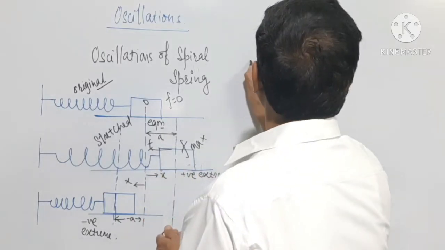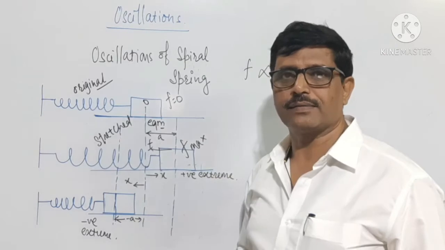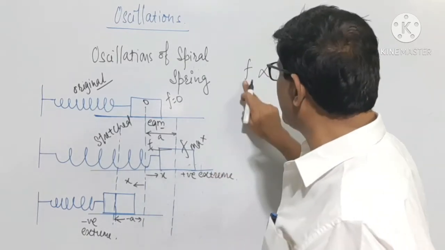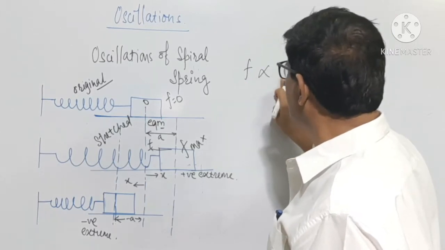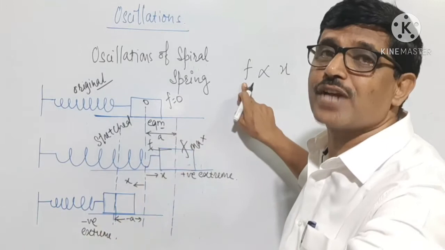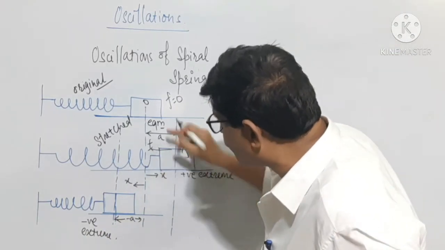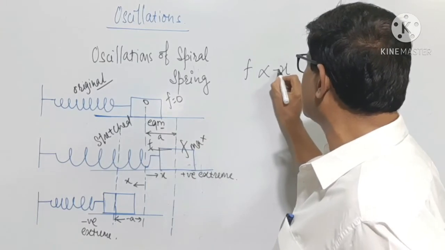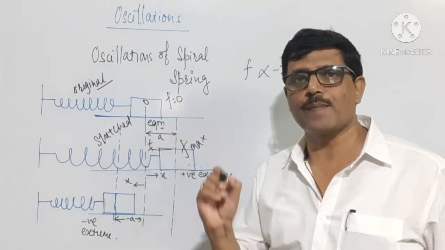Therefore, I will write here that the force is directly proportional to the displacement. More is the displacement, more is the force. Less is the displacement, less is the force. Zero displacement, zero force. Therefore, in magnitude, force is directly proportional to displacement. Here you will see that force and displacement are opposite to each other. Therefore, I will write here F is directly proportional to minus x.